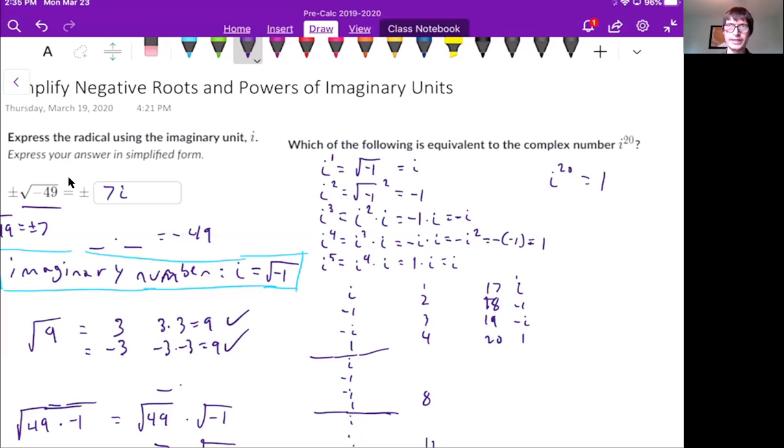Cool. And that's it. That's all we have to know. But it might be helpful to keep a table as a reference: i to the first is i, i squared is -1, i cubed is -i, and i to the fourth is 1. And it keeps going through that cycle over and over again. Cool?